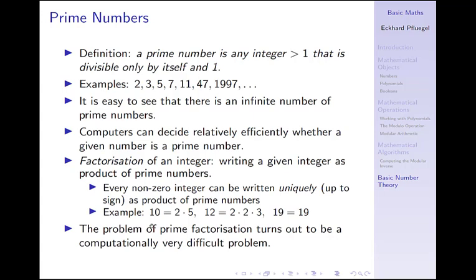So just look at the example. For example, 10 can be written as a product of the prime numbers 2 and 5. 12 can be written as 2 times 2 times 3. So basically any non-zero integer, of course, unless it is a prime number already, can be written as a product of prime numbers.